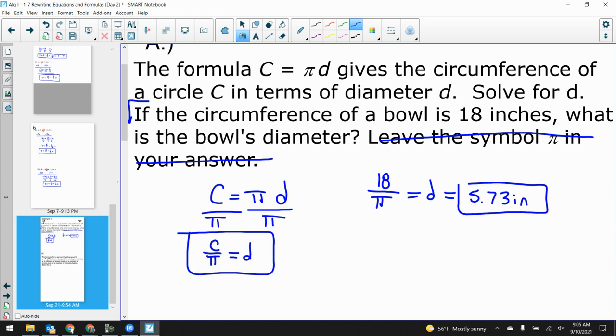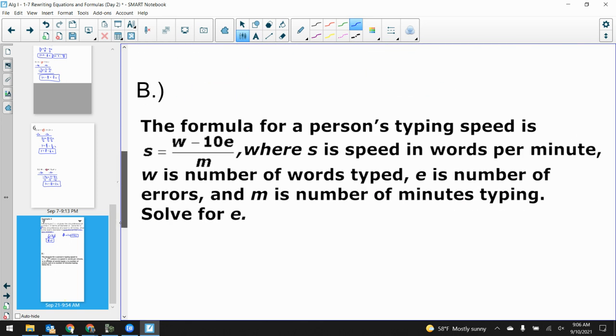So given the circumference of the bowl, I could find the bowl's diameter. Maybe I took a string, put it around the outside of the bowl, measured the circumference, and then I said, okay, I want to find the longest length across the bowl. Just divide by 3.14, and there's our diameter. Let's do one more problem.